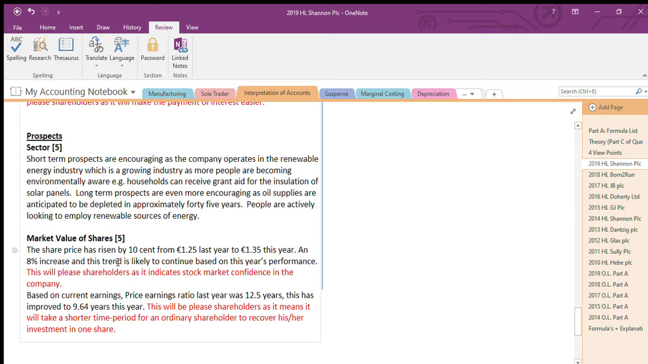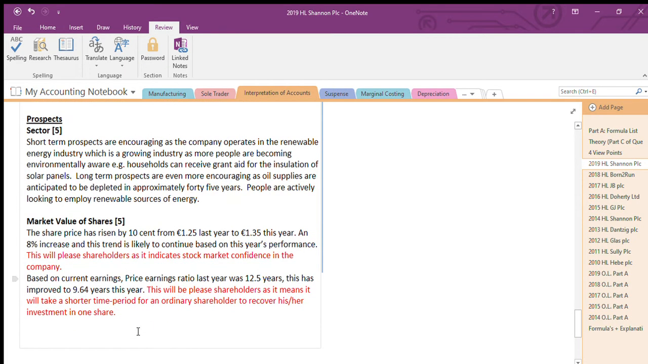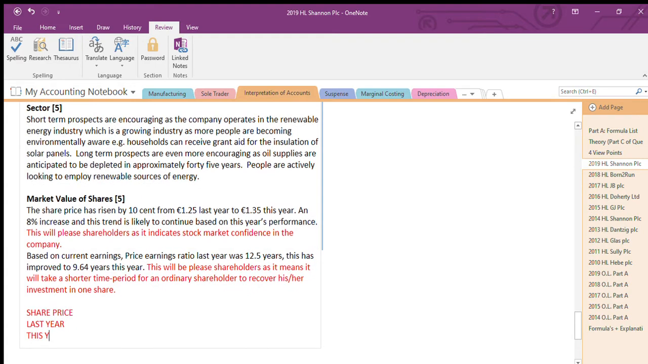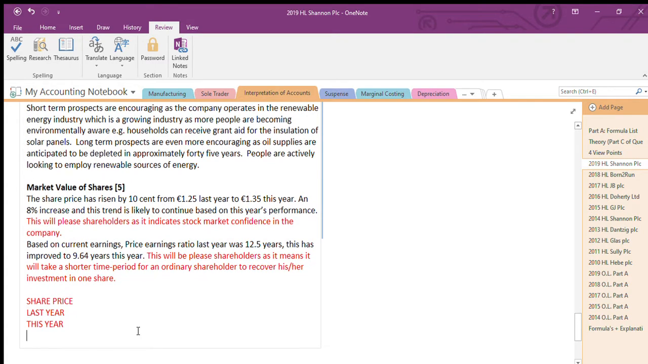You talk about it. The trend is likely to continue based on this year's performance because they're doing well, and obviously this will please the shareholders as there's confidence. So again, on share price, last year, this year, whatever way you want to do it, you can start with whichever one you want. If it's an increase, it's a good thing.